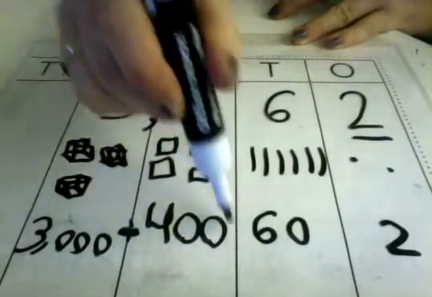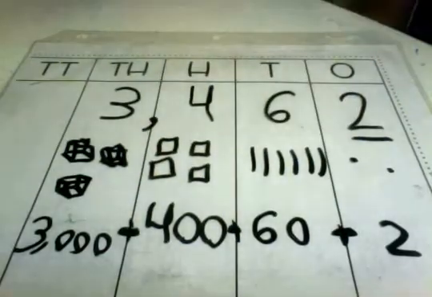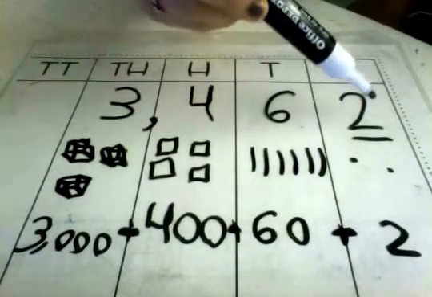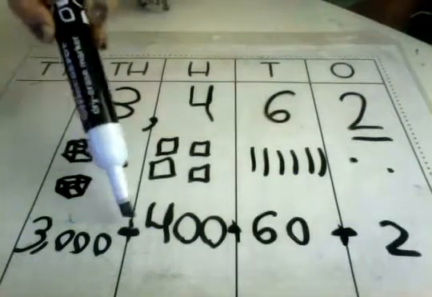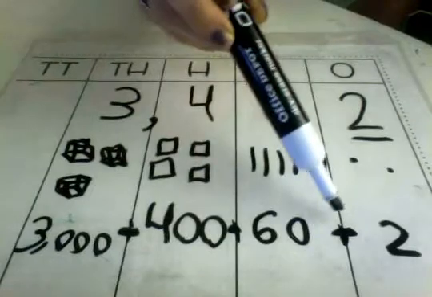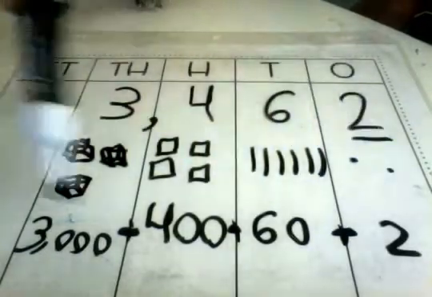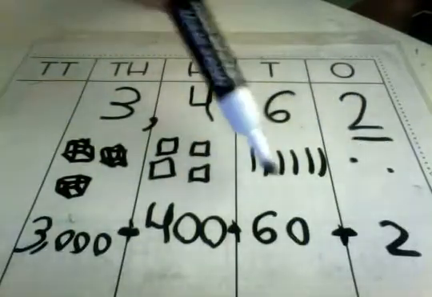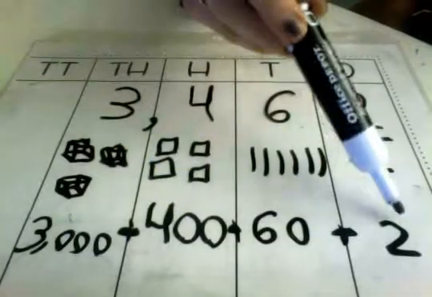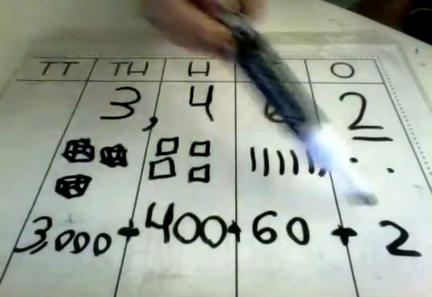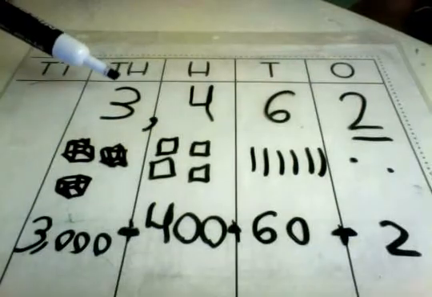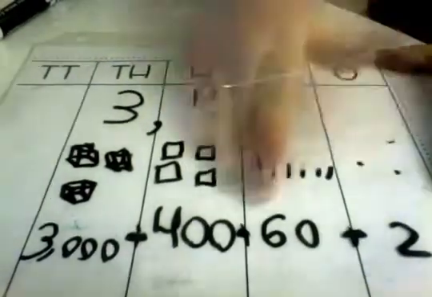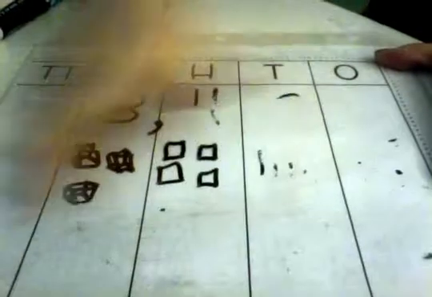So if we add our addition signs in between for our expanded form, we see that 3,462 is the same thing as 3,000 plus 400 plus 60 plus 2. Or because this is addition, we can move those numbers around. We could say it's 60 plus 400 plus 2 plus 3,000. Doesn't matter what order it's in, we will still get the same answer of 3,462.